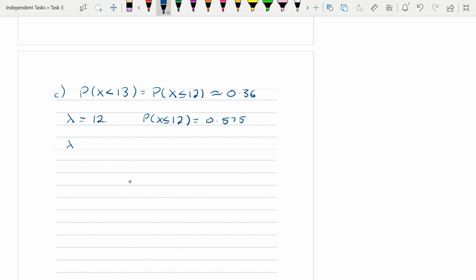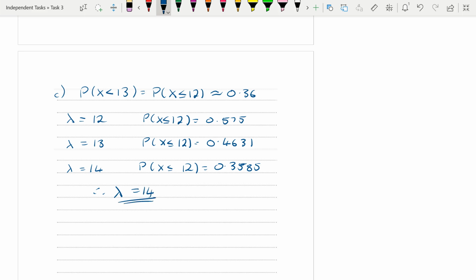Let's go up to 13 and let's see what it comes out as. Okay, that gives me 0.4631, and that's still not close enough. Let's try 14 as well, which comes out as 0.3585, which if I rounded that would become 36%, wouldn't it? So that means, therefore, lambda must be 14.